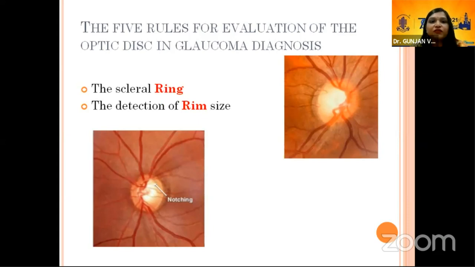In short, there are 5 rules for evaluation of the optic disc for glaucoma diagnosis. If you check for these 5 things, you will usually not miss the glaucomatous disc. One is the scleral ring. You have to identify the scleral ring properly so that you can assess the optic disc size and optic nerve head size. The second is detection of the neuroretinal rim. You have to carefully evaluate the neuroretinal rim, its color and its appearance, whether there is localized notching or any pallor or any defect in the neuroretinal rim.